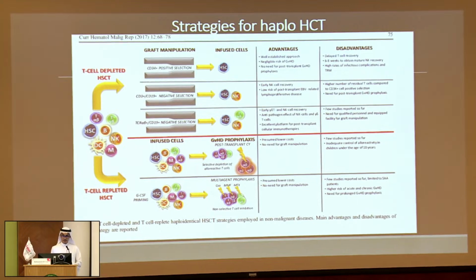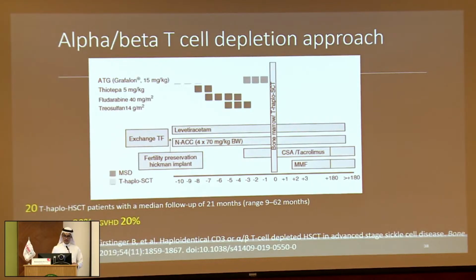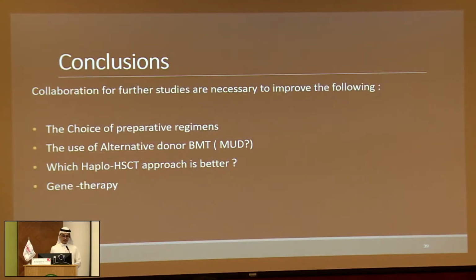The strategies for haplotransplant in Europe are also different. You could also do ex vivo depletion with alpha beta depletion. And there is a publication, at least in the pediatric age group, of 20 patients with haplo who received myeloablative, treosulfan-based conditioning, which is also promising with 90% overall survival, but still with GVHD around 20%.